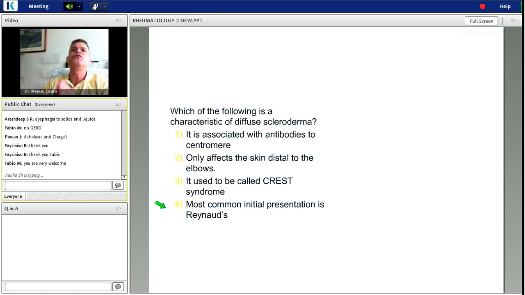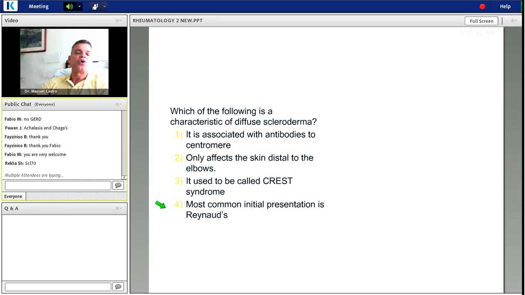Let's see. A, or one, it's associated with antibodies to centromere. Now, diffuse scleroderma, we know, is associated with antibodies to what? Let's see if you know it. To topoisomerase 1. Not centromere. That would be limited scleroderma, right? Antibody to topoisomerase 1.